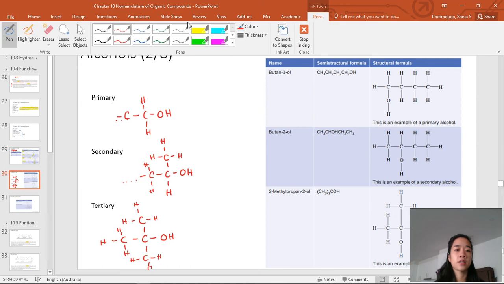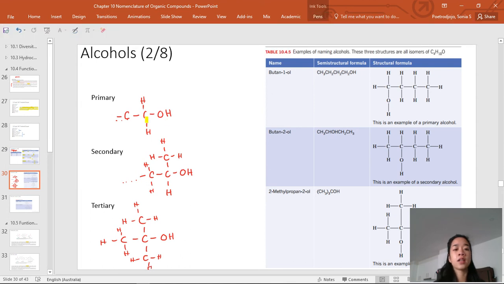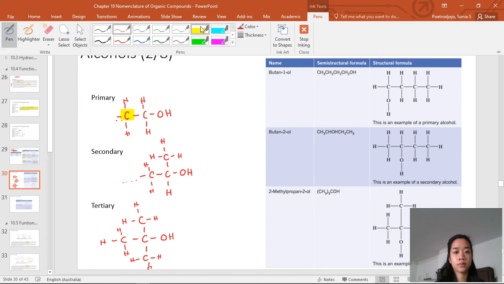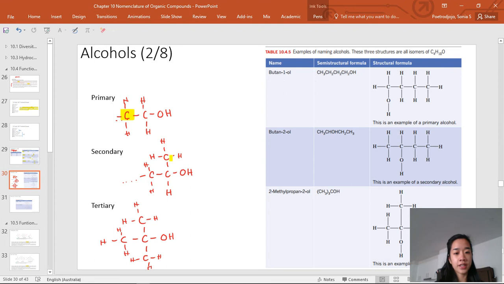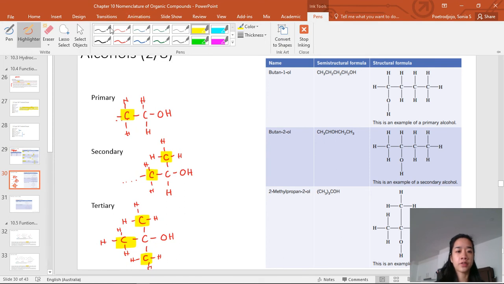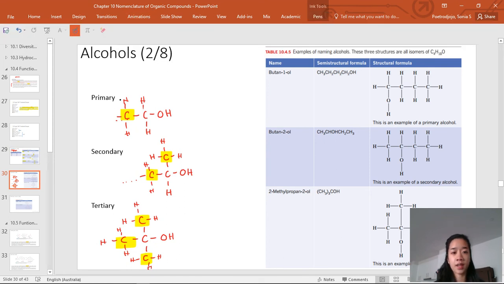Okay, and now just to make it clear, the carbon that the OH is attached onto is attached to 1 other carbon. In secondary, it's attached to 2 other carbons, and in tertiary, it's attached to 3 carbons. So that carbon that the OH group is attached onto, so 1, 2, 1, 2, 3. And I hope you can see the difference there.